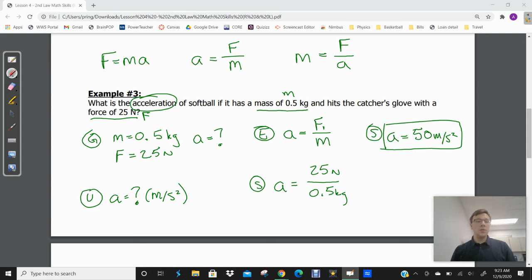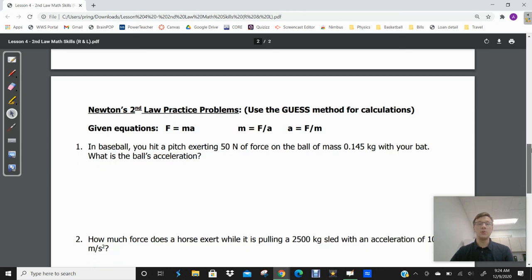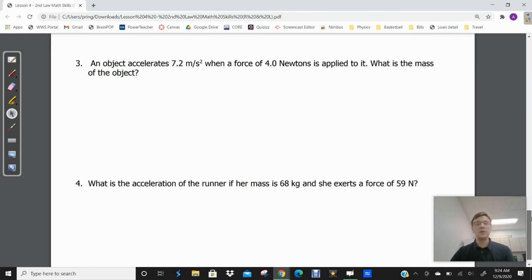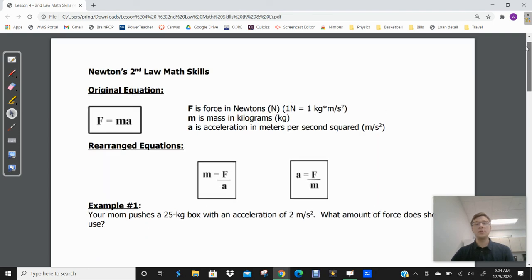Okay. So there are 3 examples that go over how to solve for each of the variables with force, mass, and acceleration in Newton's second law equation. And you will now have some practice problems to complete on your own that are on the next page or on the other page of your notebook. So you're going to have these 4 practice problems to do on your own. Make sure to ask questions if you have them.